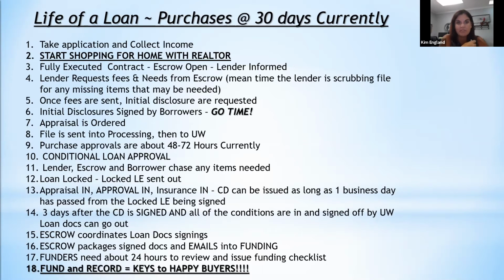Once the fees come in from the escrow company, then we're going to issue initial disclosures. Once that borrower has signed the initial disclosures, then we're going to order the appraisal and submit our underwriting. That's kind of our go time. Disclosures are signed, go, go, go for us. But typically the appraisal is not ordered until those initial disclosures are signed, because in your initial disclosures, there's an intent to proceed that allows us to order the appraisal.